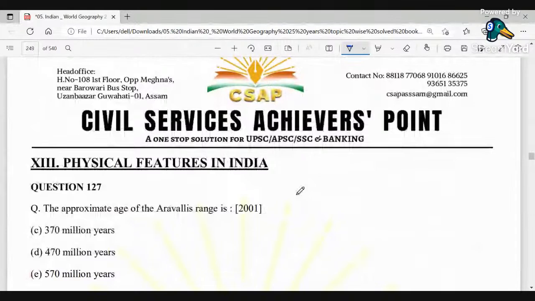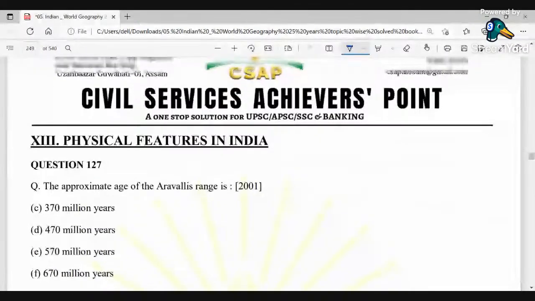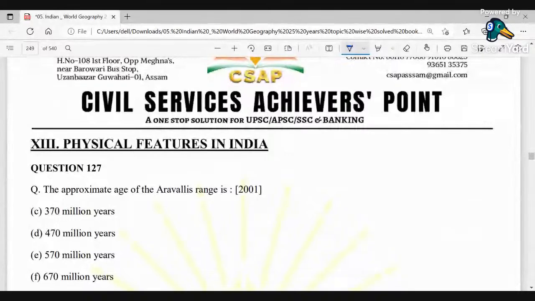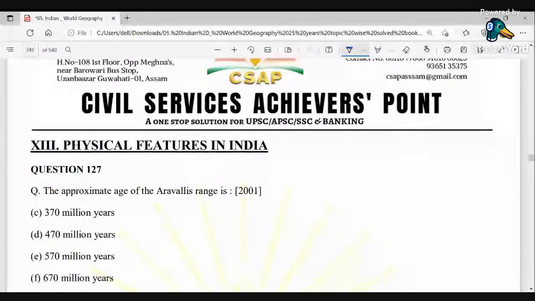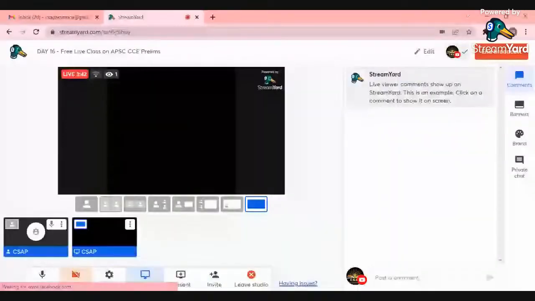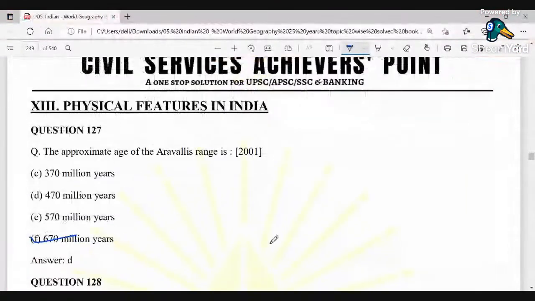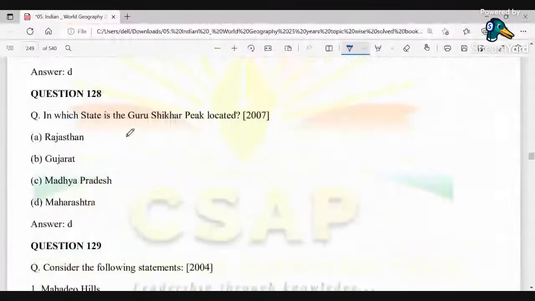Next, coming to some of the physical features questions in India. You have got these options. Don't get confused, it's ABCD. The approximate age of the Aravali range is given to be what? Here, the correct option is 670 million years. Next, in which state is Guru Shikhar peak located? It's obviously Rajasthan.